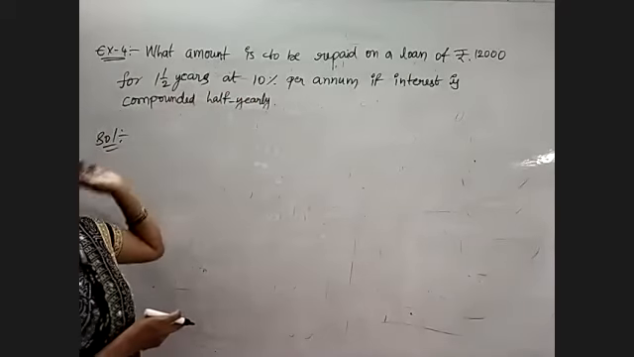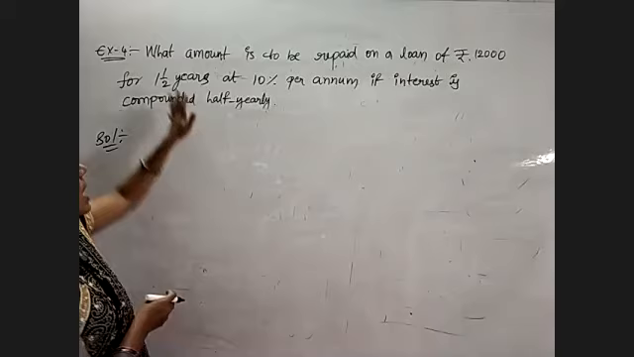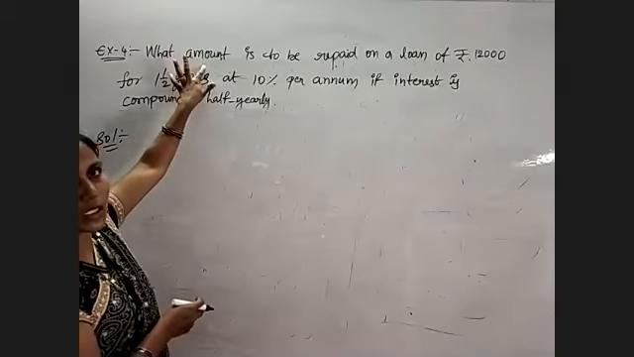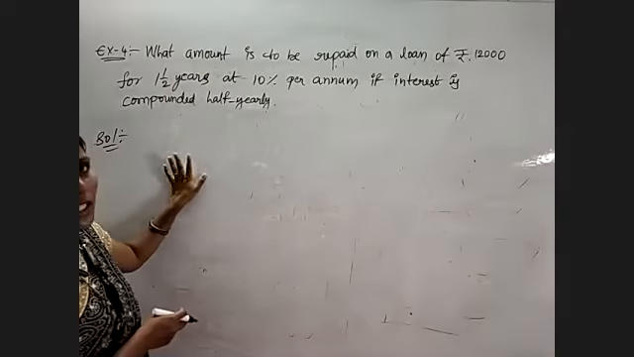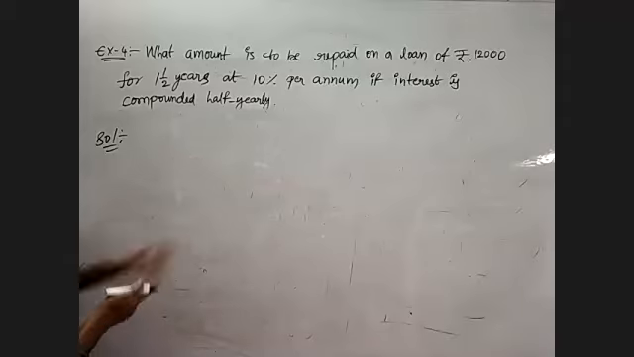And P is equal to 12,000. That's all. And they are asking to find out the amount. So just use the amount formula. No need to go for compound interest also.